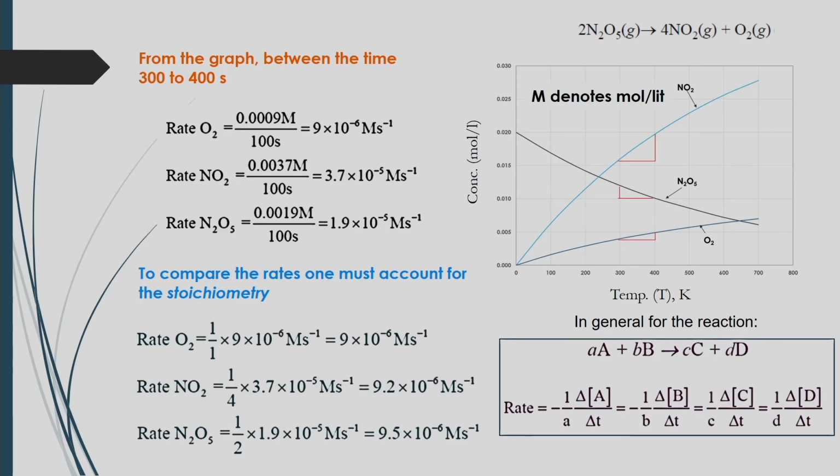From the graph we can say that between 300 and 400 seconds, the rate of oxygen can be expressed by this equation, the rate of nitrogen dioxide by this equation, and the rate of nitrogen pentoxide by this equation. To compare the rates, one must account for the stoichiometry. Here the rate of oxygen can be expressed by this equation, the rate of nitrogen dioxide by this equation given in the slide, and the rate of nitrogen pentoxide consumed by this equation.